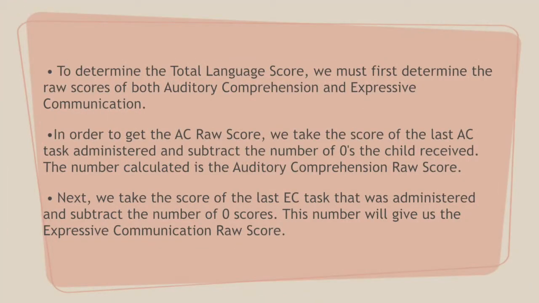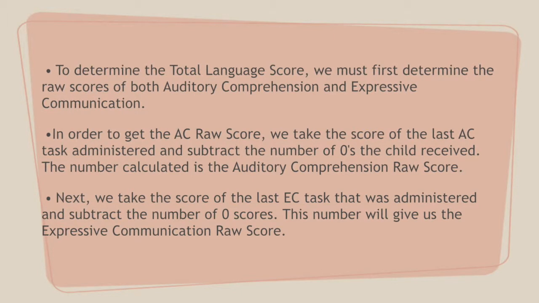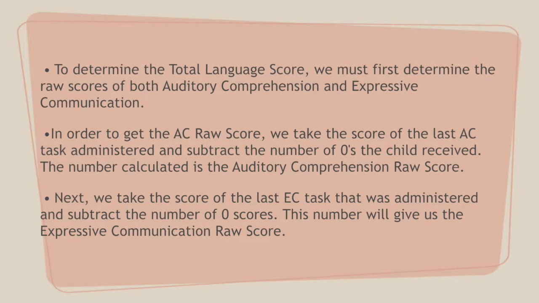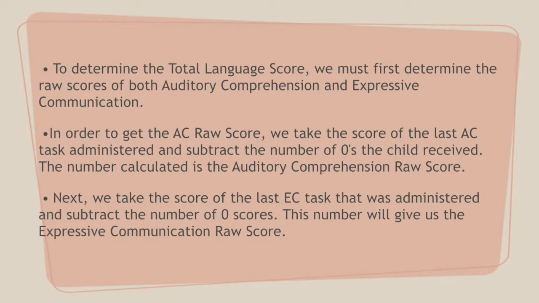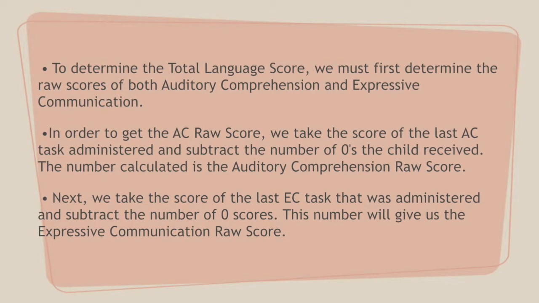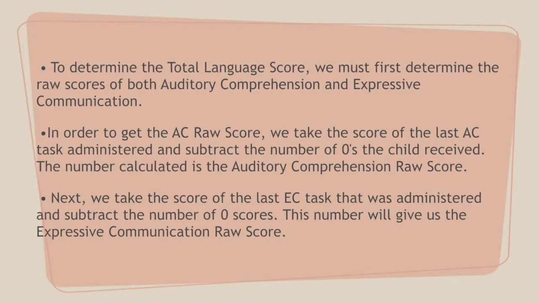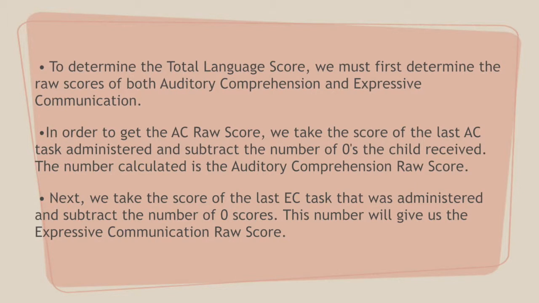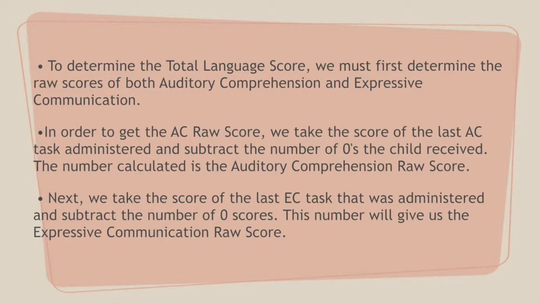To determine the total language score, we must first determine the raw scores of both auditory comprehension and expressive communication. In order to get the auditory comprehension raw score, we take the score of the last auditory comprehension task administered and subtract the number of zeros the child received. The number calculated is the auditory comprehension raw score. Next, we take the scores of the last expressive communication task that was administered and subtract the number of zero scores. This number will give us the expressive communication raw score.